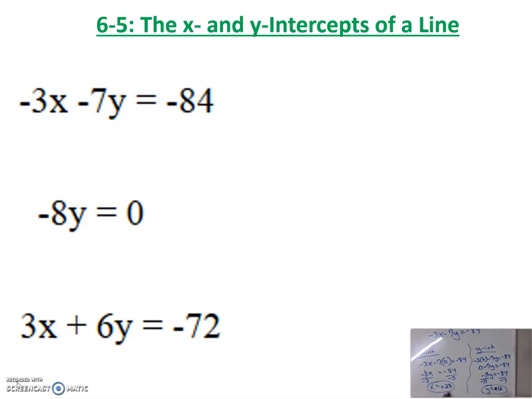All right, so my x-intercept is positive 28, and my y-intercept is 12. You guys see that? Which means this line, negative 3x minus 7y equals negative 84, if I were to plot this line on a graph, it would intersect the y-axis at positive 12 and the x-axis at positive 28.